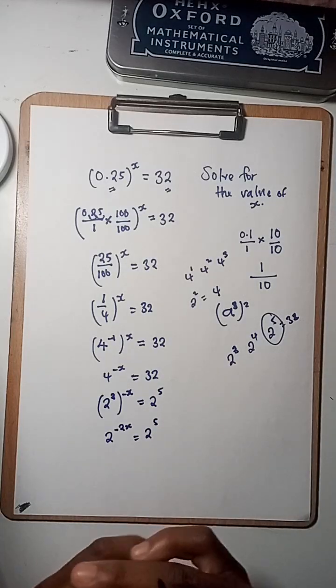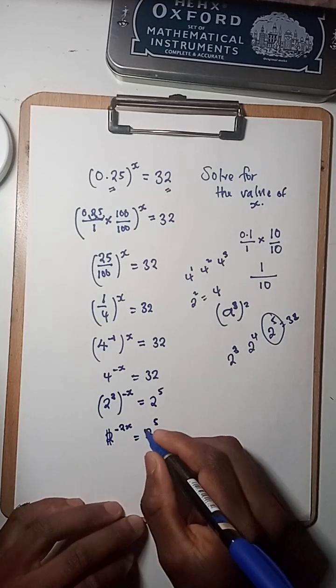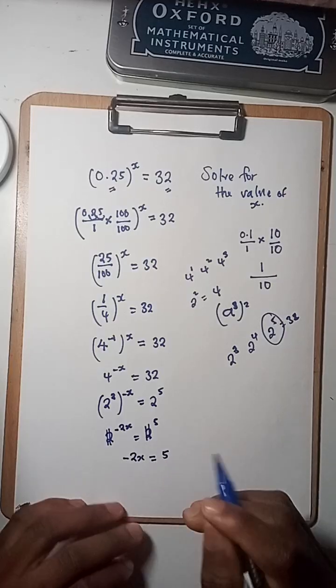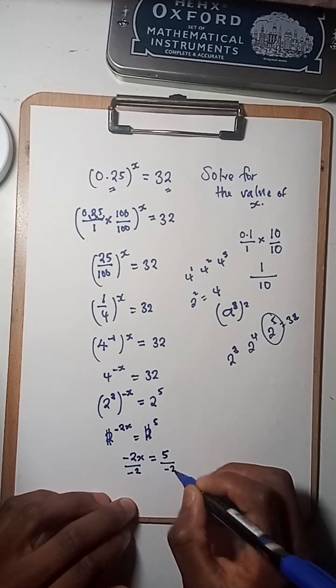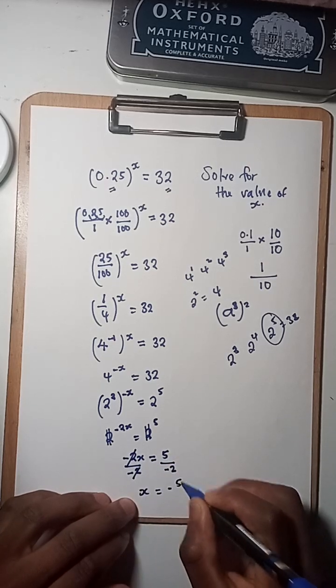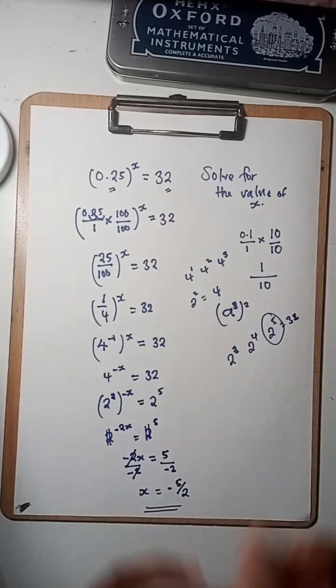Now we have the bases as the same number, so these can be cancelled out, and we're going to have negative 2x equals 5. Here we can divide throughout by negative 2, negative 2, this and that will be cancelled. x will be equal to negative 5 over 2. This is the value of x.